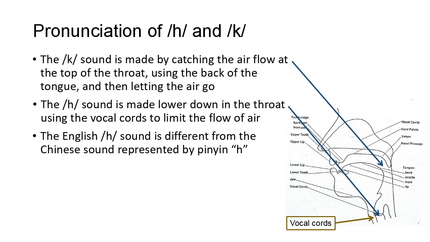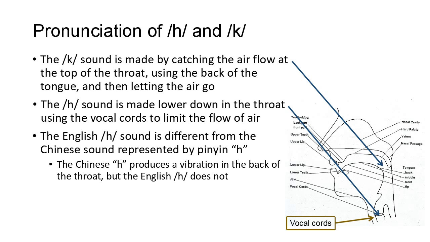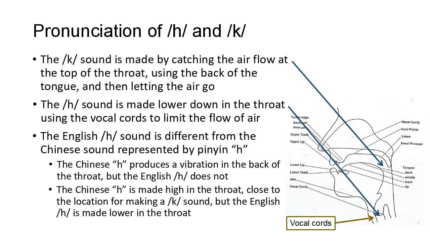The English h sound is different from the Chinese sound represented by pinyin letter H. The Chinese H produces a vibration in the back of the throat, but the English H does not. The Chinese H is made high in the throat, close to the location for making a k sound, but the English H is made lower in the throat. That's why the English H doesn't make any vibration at the back of the throat.